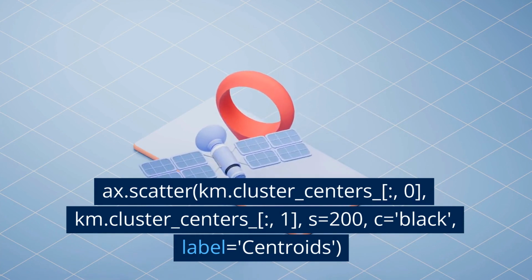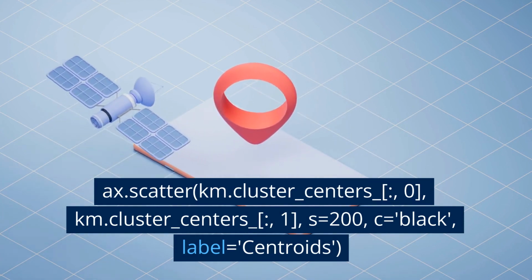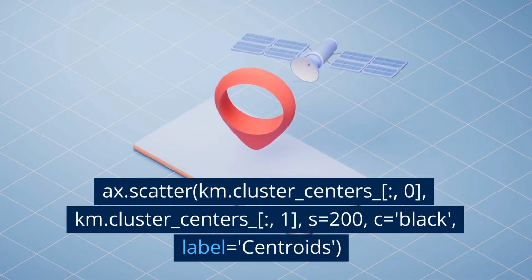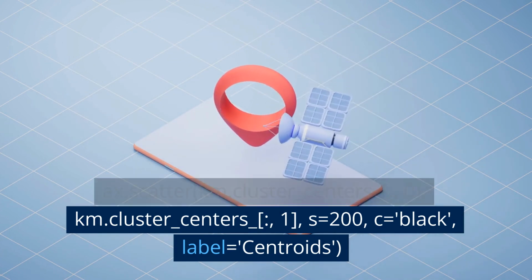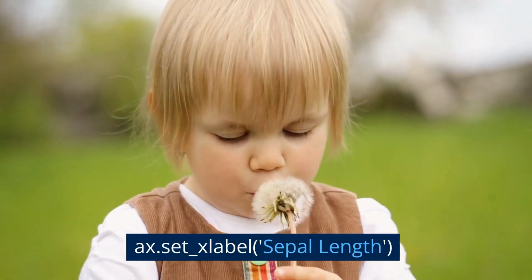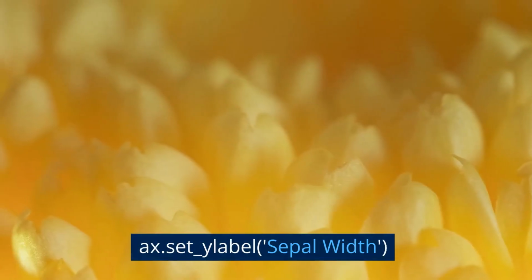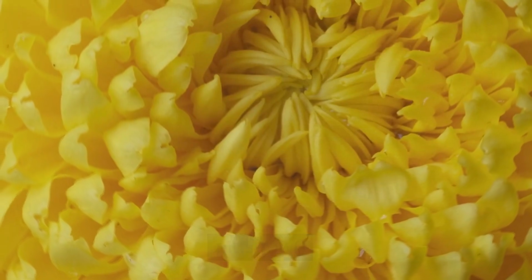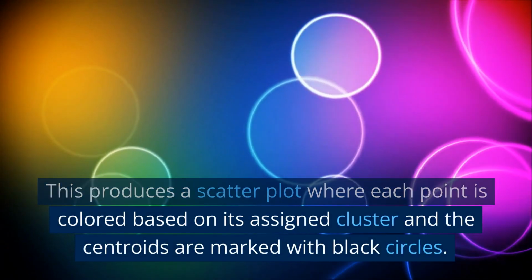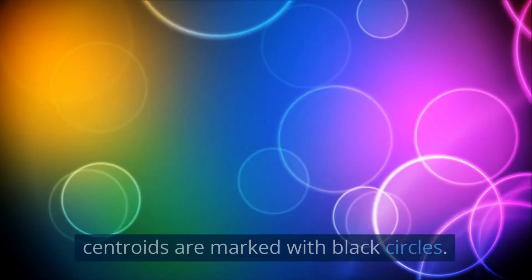ax.scatter(km.cluster_centers_[:, 0], km.cluster_centers_[:, 1], s=200, c='black', label='centroids'). ax.legend(). ax.set_xlabel('sepal length'). ax.set_ylabel('sepal width'). plt.show(). This produces a scatter plot where each point is colored based on its assigned cluster and the centroids are marked with black circles.